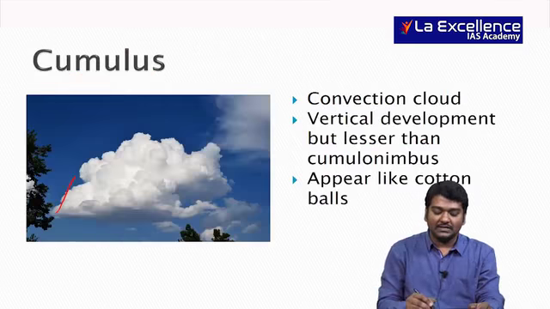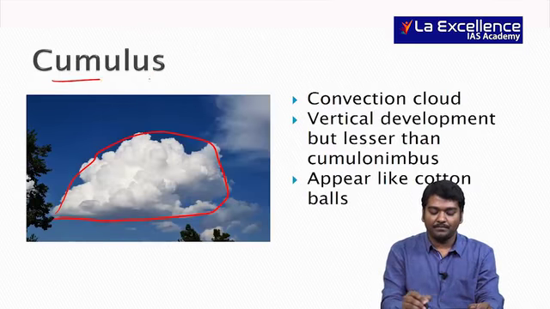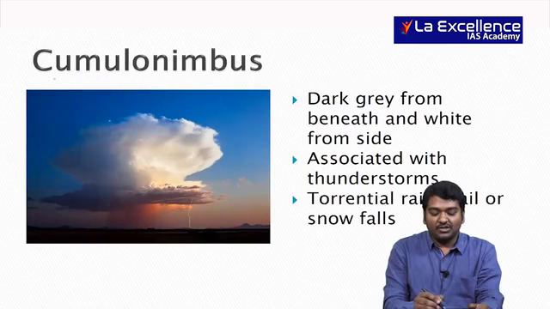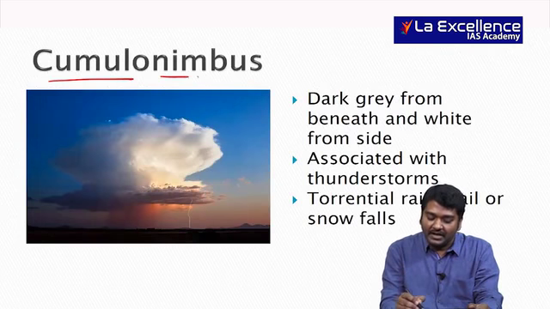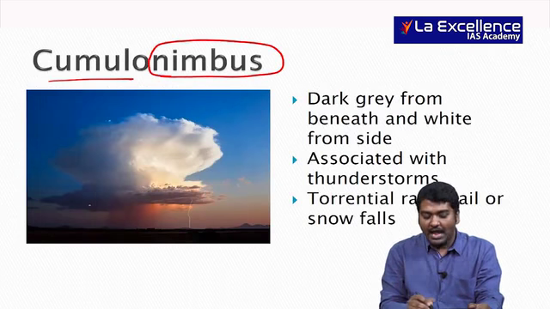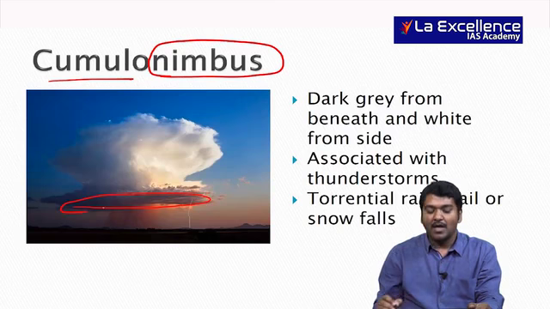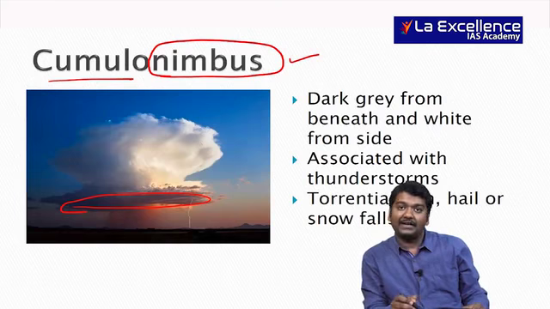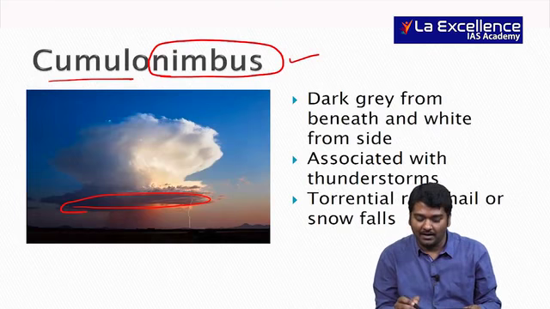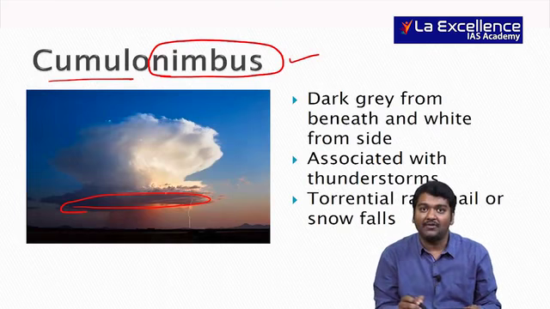Then you have cumulus, puffy shape. Cumulus, vertical development. This cumulus, if it is having black color at the bottom, we usually call it cumulonimbus. From side it looks white color, at the bottom it looks black color. Because it is at the bottom, they give heavy rainfall.